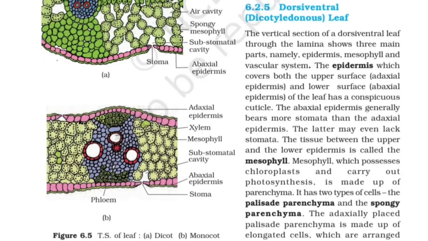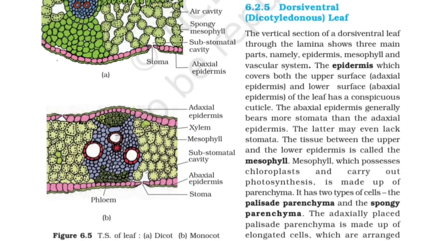Dorsiventral, dicotyledonous leaf. The vertical section of a dorsiventral leaf through the lamina shows three main parts, namely epidermis, mesophyll, and vascular system. The epidermis, which covers both the upper surface, adaxial epidermis, and lower surface, abaxial epidermis of the leaf, has a conspicuous cuticle. The abaxial epidermis generally bears more stomata than the adaxial epidermis. The latter may even lack stomata.